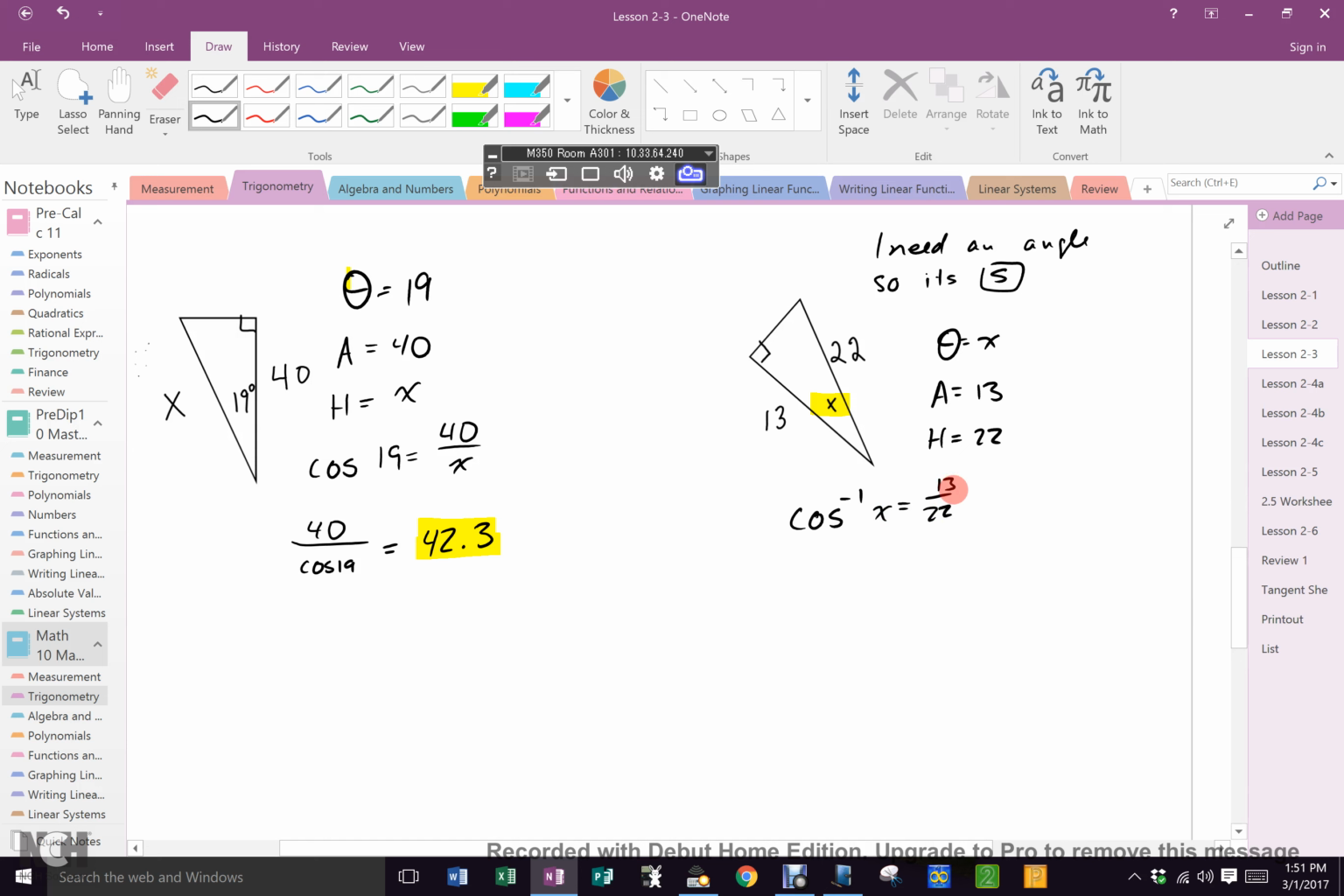How do I punch that into my machine? It depends on my machine. For most of you, it is shift cos, bracket, 13 divided by 22, close brackets, equals. For some of you, it's bracket 13 divided by 22, close brackets, shift cos, and you may or may not need to hit equals. What is the answer? 53.7 is exactly correct, except what do we round angles to? 54 degrees.